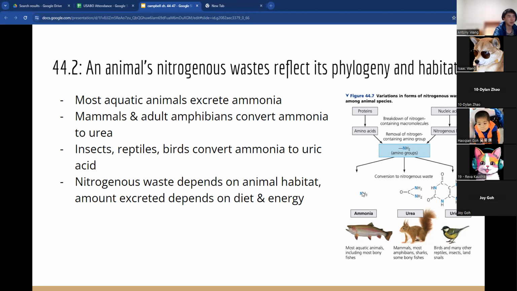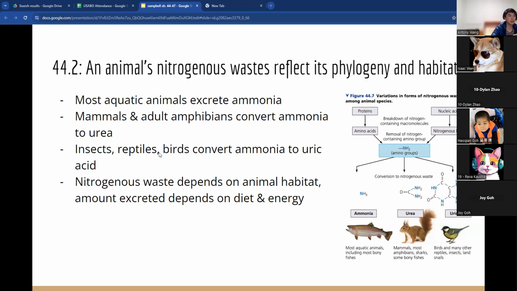So there's this balance between ammonia, which is harder to get rid of but less expensive, and uric acid, which is easier to get rid of but much more costly to produce. And we mammals produce an intermediate called urea, where you're condensing it, but not as much, not to the level of uric acid, right? Most aquatic animals excrete their nitrogen as ammonia. Mammals and adult amphibians convert that ammonia to urea, and then these animals convert ammonia to uric acid.